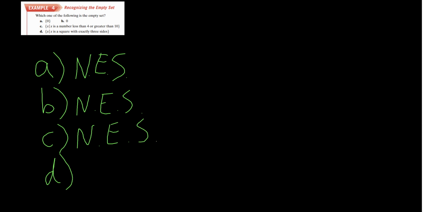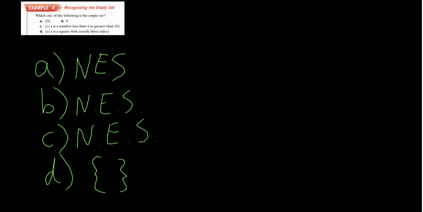All right. Now, chances are, the first three were not empty sets. So I bet D is going to be the empty set. That's just the nature of how this is taught, right? So let's look at it. X such that X is a square with exactly 3 sides. Okay. Well, this is pretty obvious. There is no square with 3 sides, right? The very definition of a square is 4 sides. So D is indeed an empty set, right?